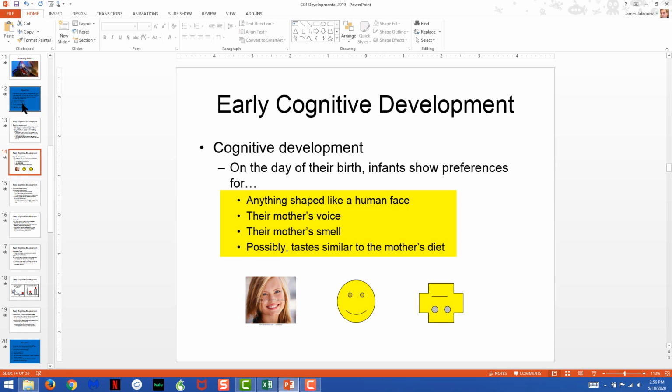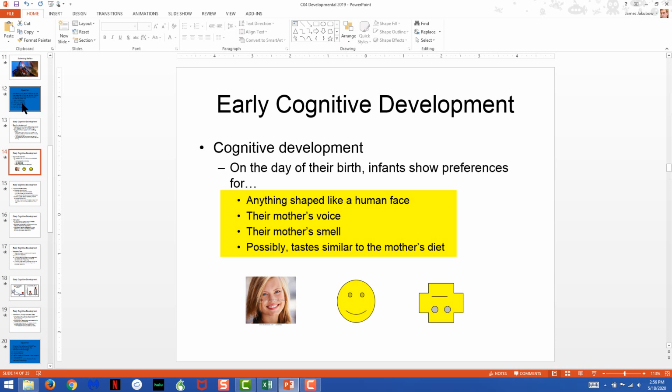So on the day that you're born, when light goes in your eyes, that set of cells will become active and it will cause a bias toward objects that have a human structure to them.